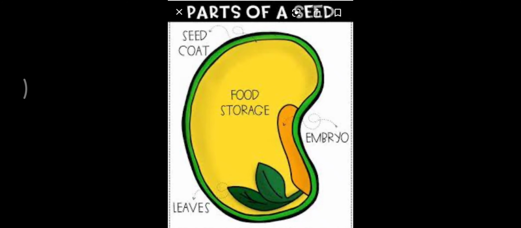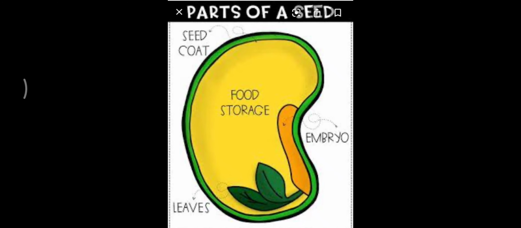Now let us see the parts of the seed. You can see the seed has the outer coat which is known as seed coat. Then within the seed is the embryo. The embryo has plumule, radicle and cotyledons. So seed leaves are there which are cotyledons, and the embryo is there with the plumule and radicle, and the seeds store the food.